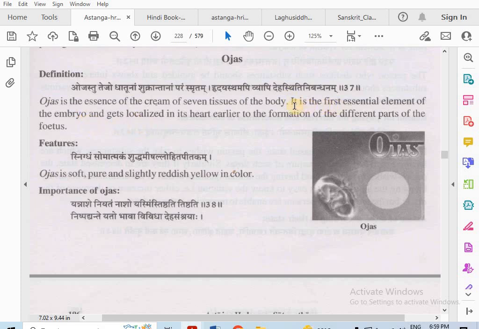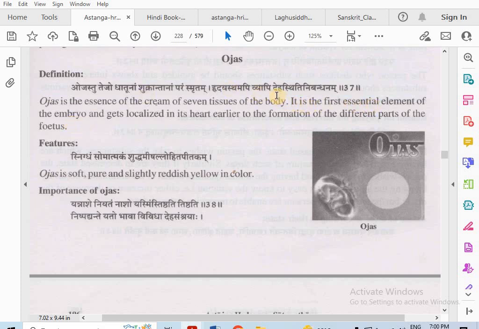So it is the first essential element we have. If you read Deha Sthiti, the existence and the construction of the body, that is actually the embryo, and it is a very important element. This ojas is a very important element in the beginning of our life. It means even there in the womb of the mother, in the embryo, that is a very important essential element.